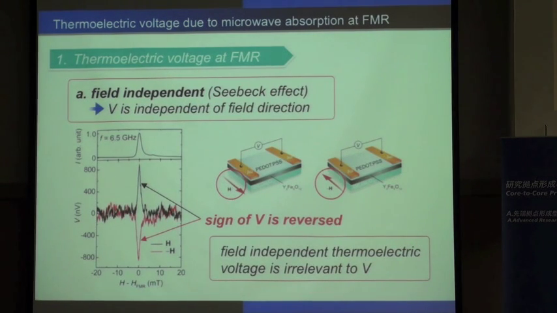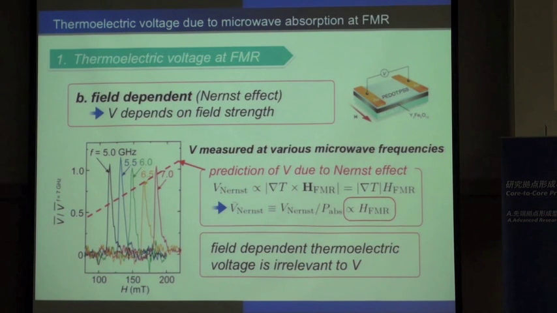First, the electric voltage due to the Seebeck effect should be independent of the field direction. But we found that the sign of the voltage is reversed by reversing the magnetic field direction. So this is evidence that the field-independent thermoelectric voltage is irrelevant to the observed voltage.